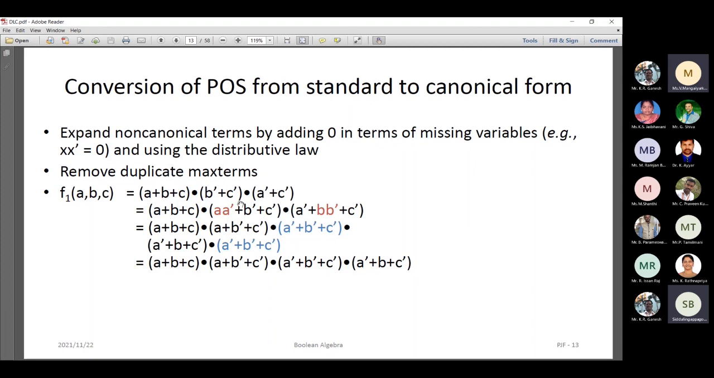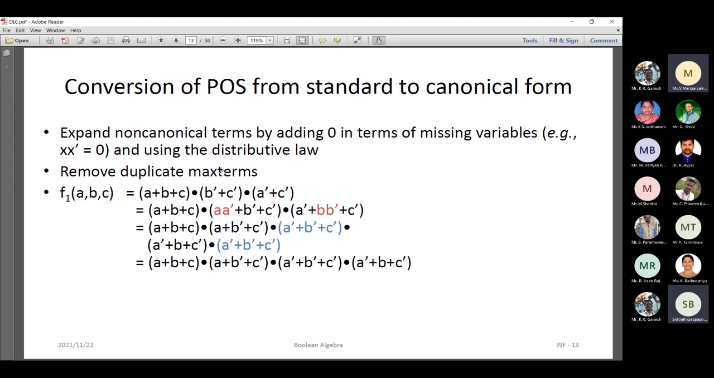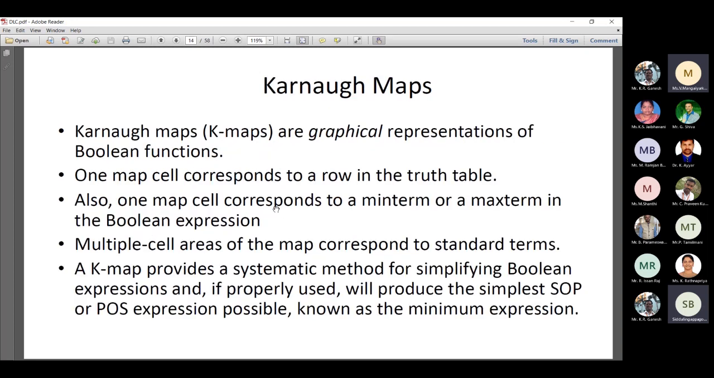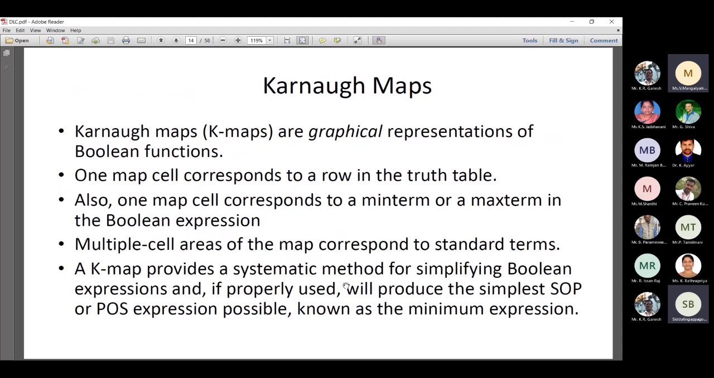Similarly here also you can write A into A bar. Here we write A plus A bar. It depends upon which variable is missing. If C is missing, then we write C into C bar. If A is missing, A into A bar, right? Again, if there are duplicate or same terms, we remove them and write only one common term, right?